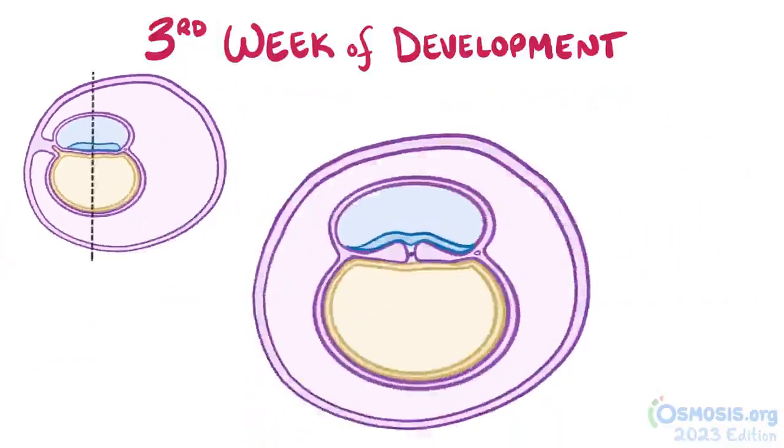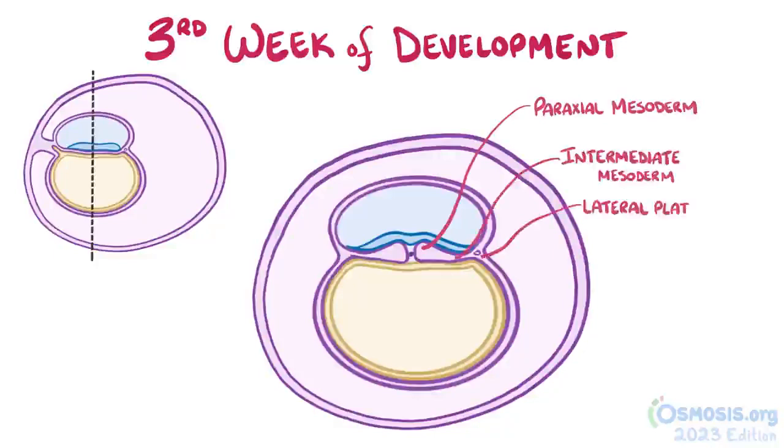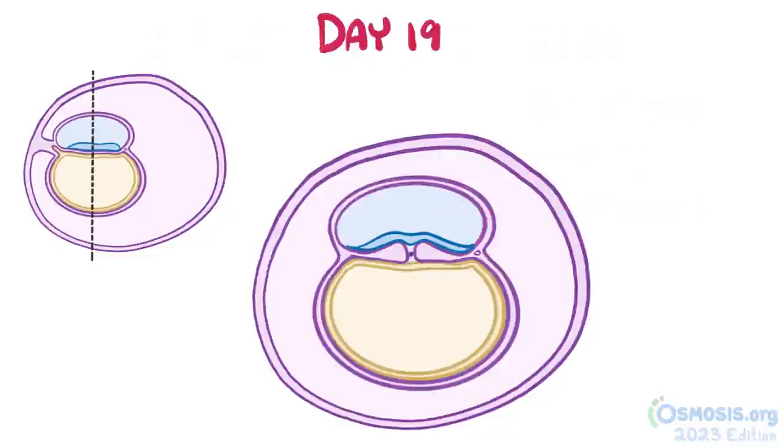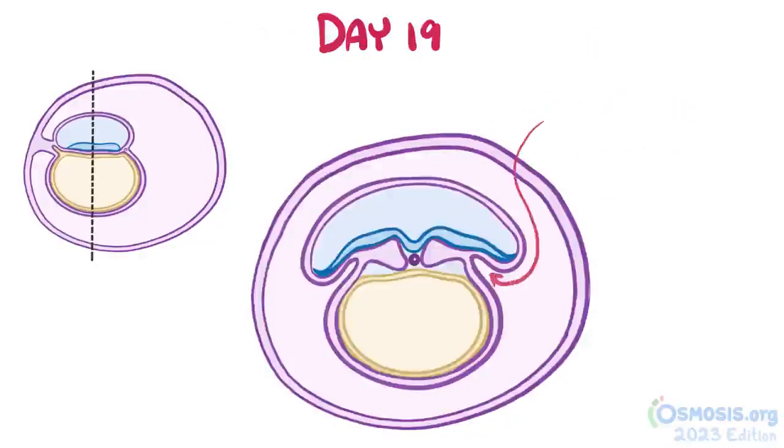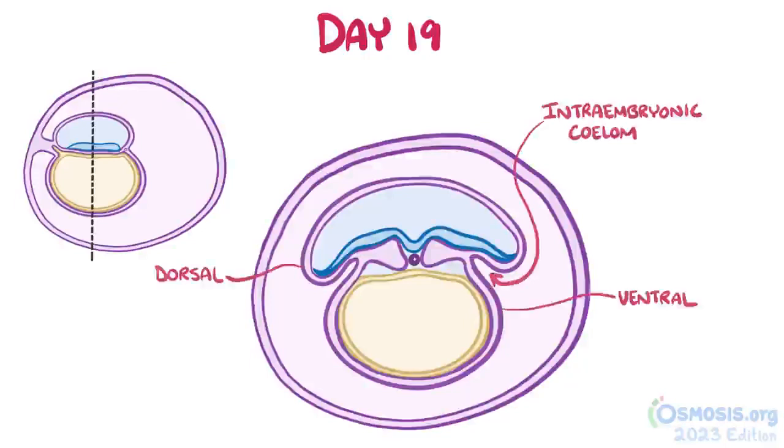The mesoderm differentiates into paraxial mesoderm, intermediate mesoderm, and lateral plate mesoderm. And around day 19, a space forms in the lateral plate mesoderm. This space, called the intraembryonic coelom or cavity, separates the lateral plate mesoderm into dorsal and ventral layers.